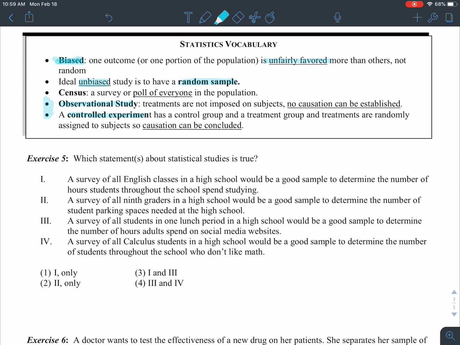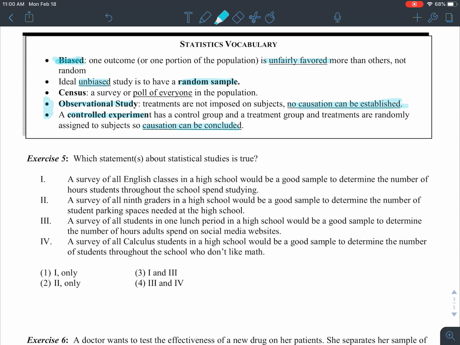In an observational study, treatments are not imposed, and no causation can be established. So we need to know that when we're observing things, all we can see is what is happening now. We can't be sure of what caused an outcome. We're just gathering data. With an experiment, we can conclude causation. We can say, okay, we introduced some kind of effect to one portion of the population. So if something happened, we can assume it's because of what we introduced. So we can determine causation.